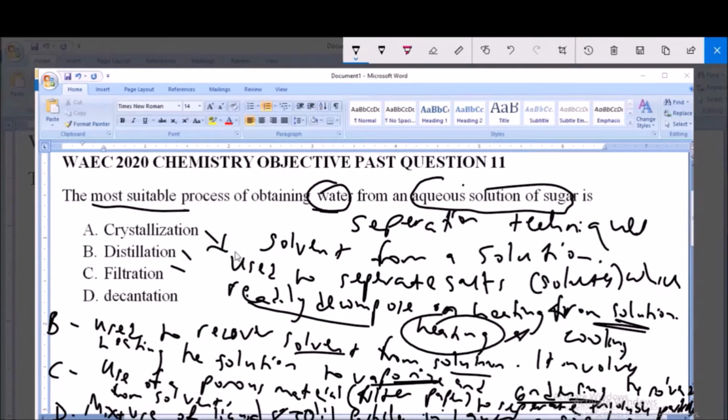Now from this, we're asked for the one that is suitable for separating water, which is a solvent, from solution, and we saw that B, distillation, is used to recover the solvent, which is the liquid part, which is water in this case, from a solution. So it is the most suitable for obtaining water from aqueous solution of sugar, because the sugar solution will be heated till the water vaporizes, and then the water will be condensed and collected. So option B, distillation, is the correct answer to this question.